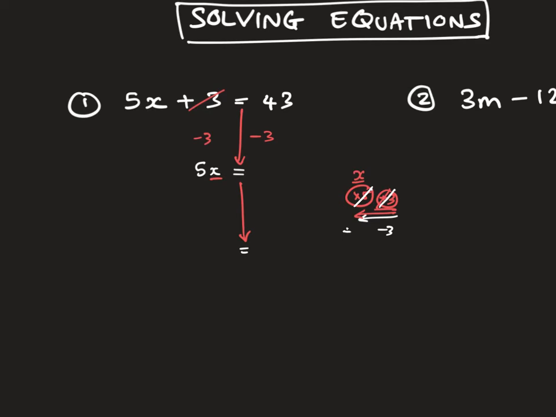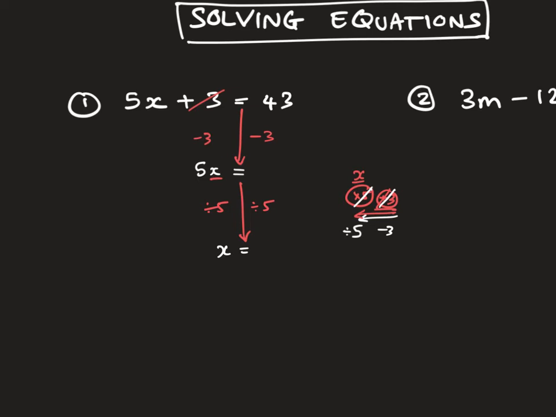The opposite of timesing by 5 is divide by 5, even though I've written divide by 3. There we go, divide by 5. So I'm going to divide this by 5, because 5x divided by 5 leaves us with 1x, which we can just write as x there. But remember, what we do to one side, we have to do to the other.